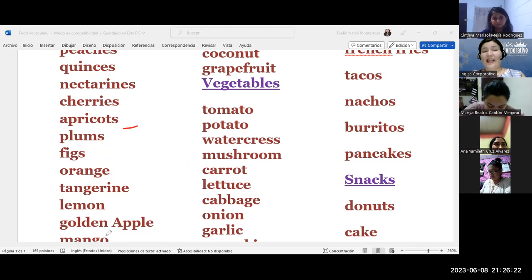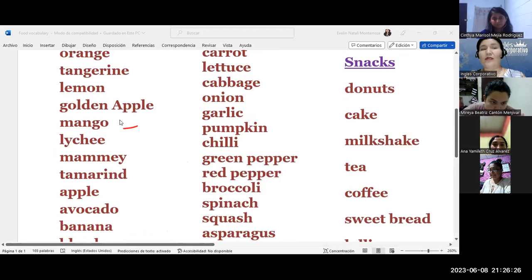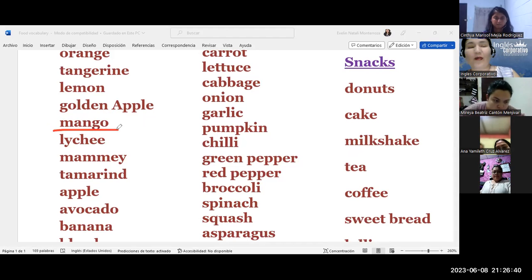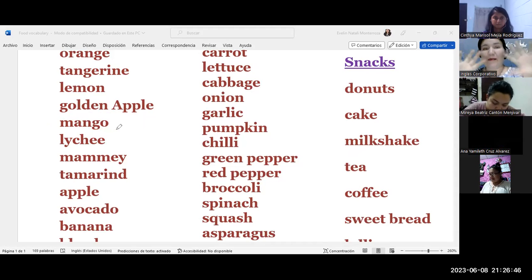The next one that I have here is mango. Do you know what mangoes are? For sure that you know. What's a mango? A very Salvadorian deliciousness. Right now we are in the moment of mangoes. Este momento del año es mi favorito. Mangoes are everywhere, right?